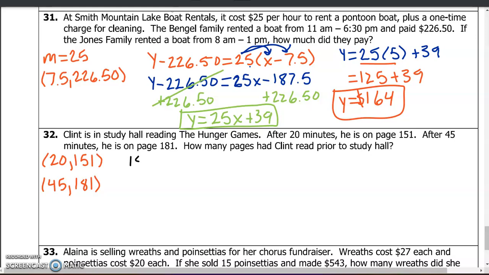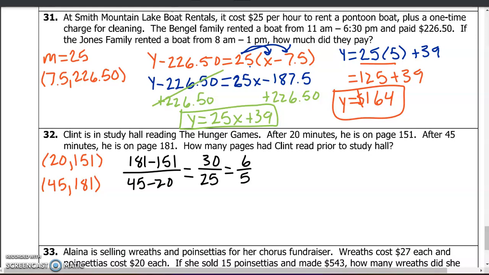So we got 181 minus 151 on top, and then our x values on the bottom, 45 minus 20. So that 181 minus 151 is 30 over, and then 45 minus 20 is 25. So if I divide those both by 5, I just get 6 over 5. So that would be our slope. Okay.